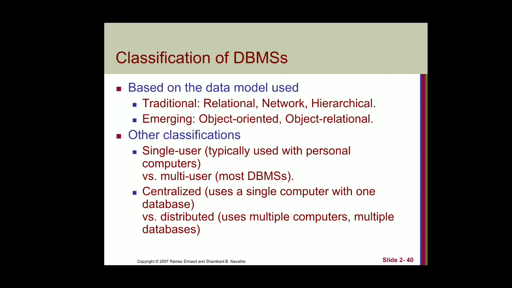Now we'll see what are the various ways in which we can classify the DBMS, right? We have various ways. First one is based on the data model used, whether it is a traditional one. In traditional, we have relational, network, and hierarchical model. And in the emerging models, we have object-oriented and object relational model.